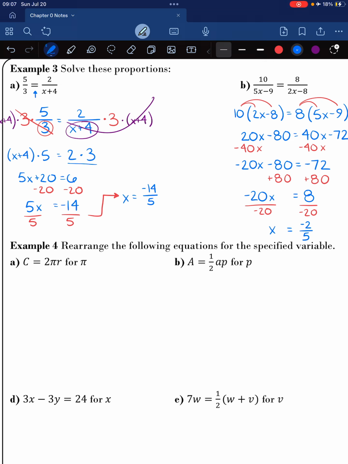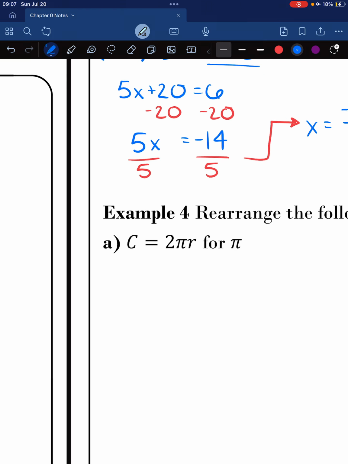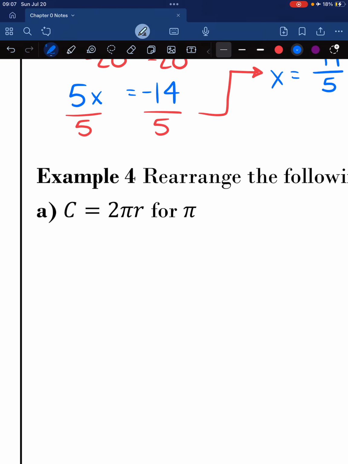Okay, example 4, we're just practicing solving literal equations, which actually ends up being less work than the other problems. They look scarier because there's so many variables, but there's not very much simplifying that we do. Okay, so solving for pi means I want to get the pi all by itself, which means I need to get rid of these other things with pi.